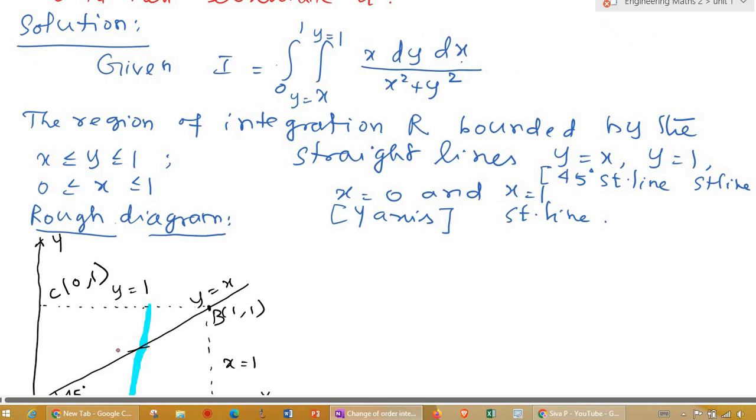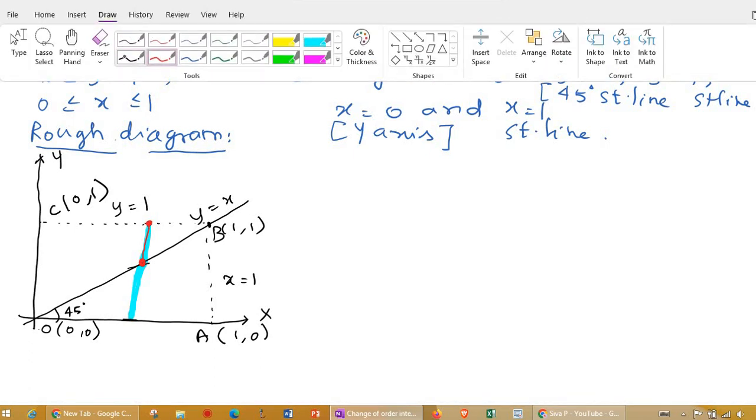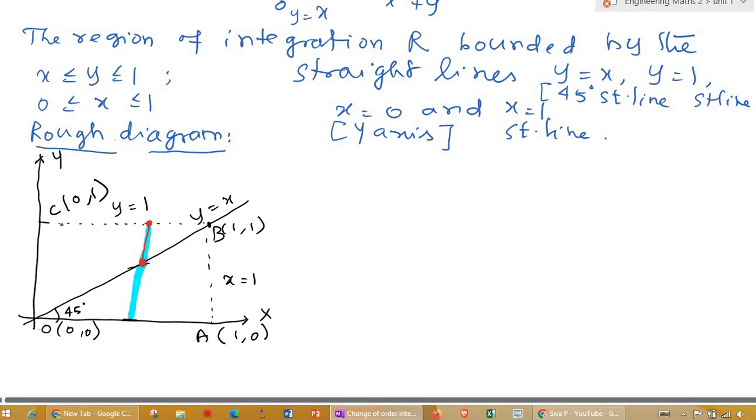Where is y equal to x? Y equal to x is this straight line, and this is y equal to 1, is it not? So start from y equal to x and end with y equal to 1. Then what is the region of integration? Let us draw this y equal to 1 solid line here. Starting from y equal to x, ending with y equal to 1 means this is the region of integration.